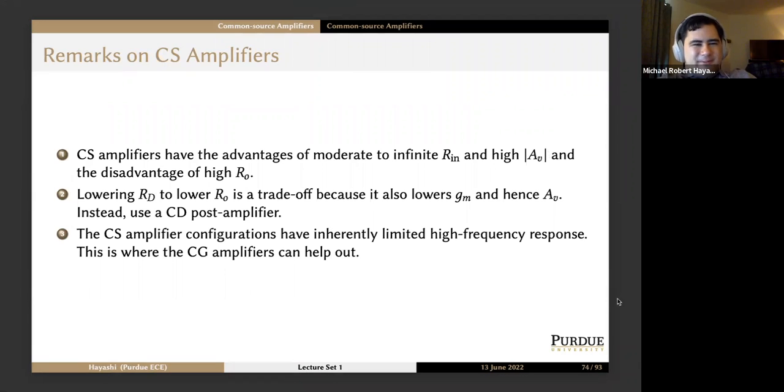So the common source amplifier has the advantage of a moderate to infinite Rin and a high gain magnitude. It's negative, which means it's an inverting amplifier. However, you might get a number like -50 out, which is pretty good. That's a pretty large amplification of a signal. The disadvantage is that it has a very high output resistance.